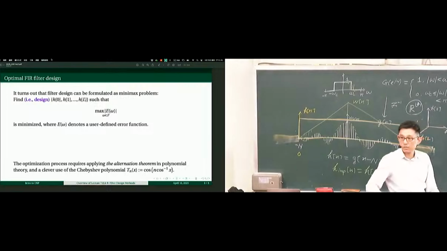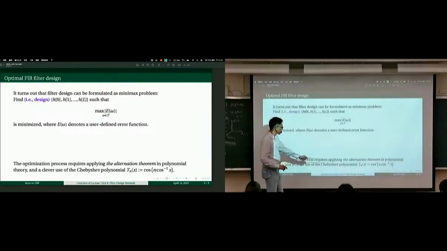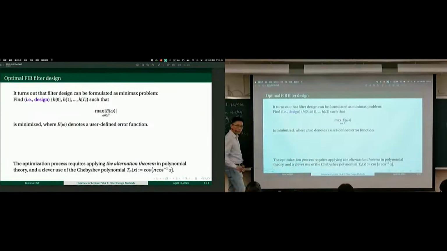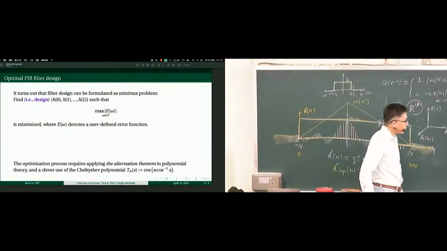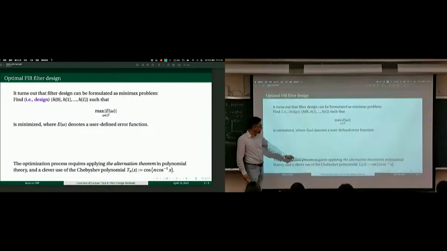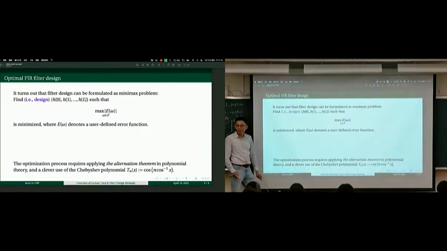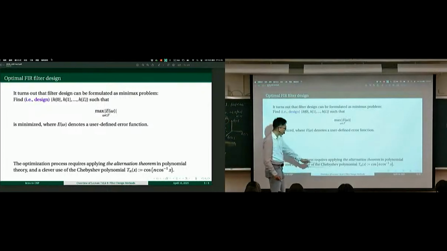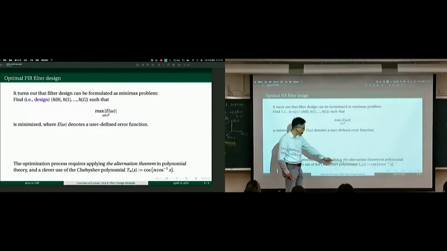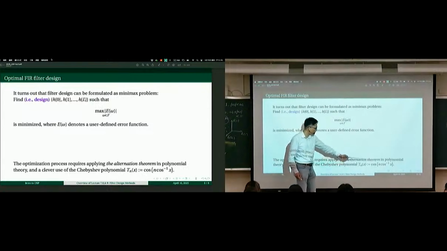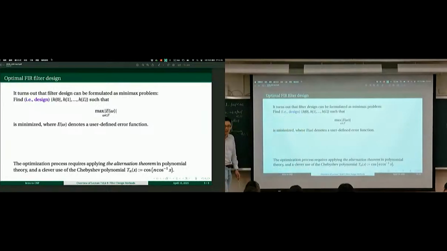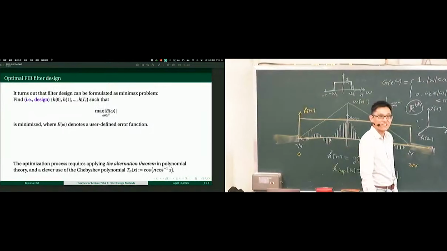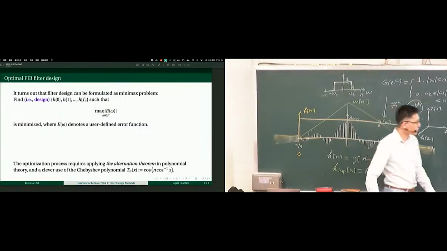In this way of design, I'll just tell you that this optimization process requires some interesting knowledge about polynomials. We will be applying what is called the alternation theorem in polynomial theory, and the kind of polynomial we're working with is called the Chebyshev polynomial. The Chebyshev polynomial does not look like a polynomial at first. Let me explain. The Chebyshev polynomial T of n, the nth order Chebyshev polynomial, is defined as cosine of n times arccosine of x. It's actually a polynomial for any integer n. This is kind of interesting.